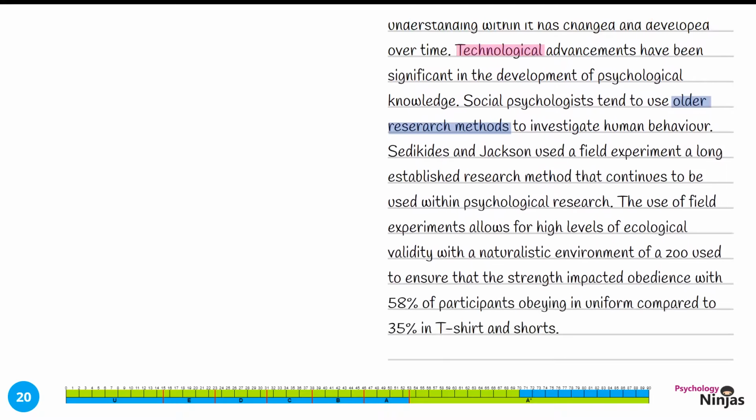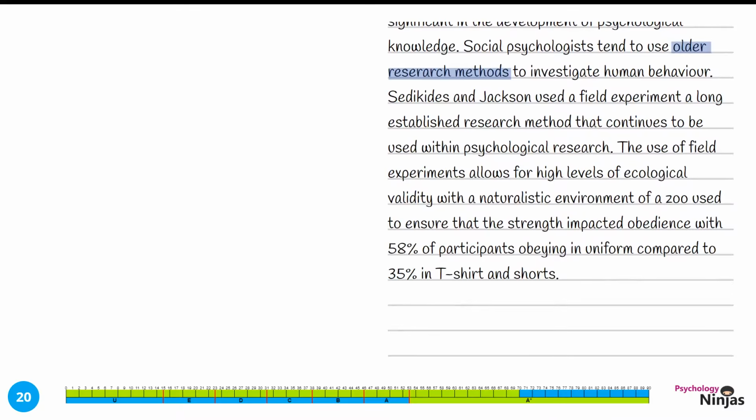Siddiqui and Jackson used a field experiment, a long-established research method that continues to be used within psychological research. The use of a field experiment allows for high levels of ecological validity, with the naturalistic environment of a zoo used to ensure that strength impacted obedience, with 58% of participants obeying in uniform compared to 35% in t-shirts and shorts. Again, in saying that we're using existing methods, we've said why this is important in terms of ecological validity.